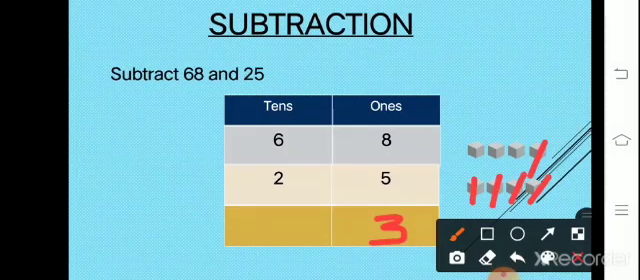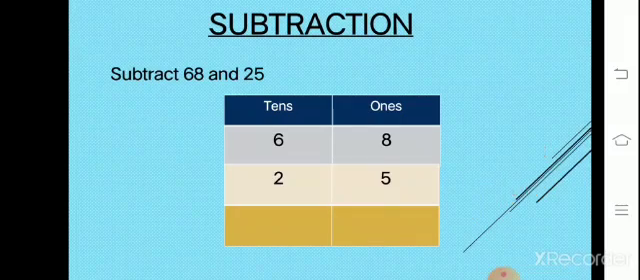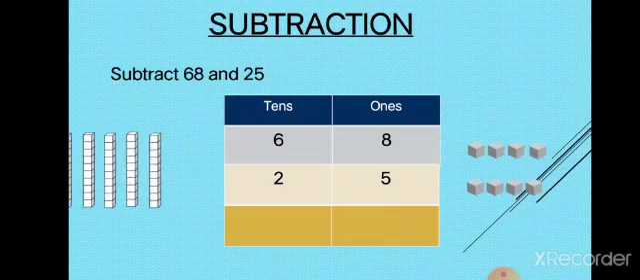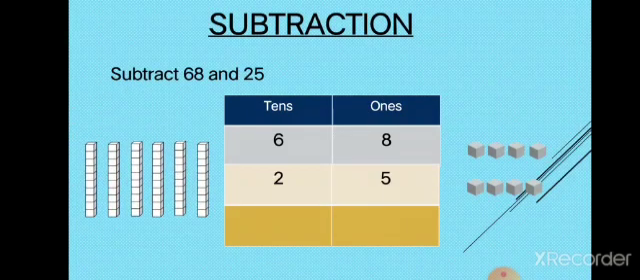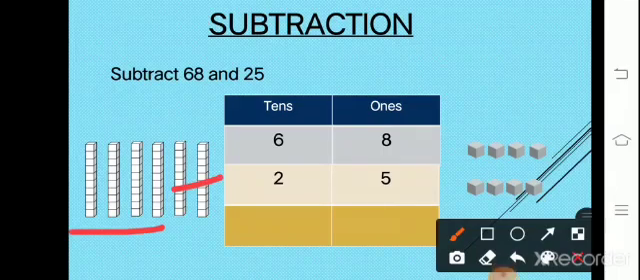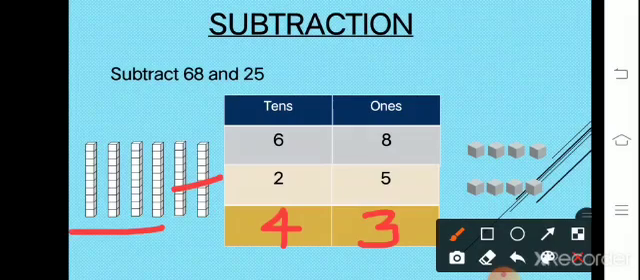Similarly, at the tens place, what do you have here? 6 bars of tens. Now you have to cut down 2 bars from here. So how many bars are there? Yes, 4 bars are left. So you just write 4, and this is 3. So when you subtract 25 from 68, you will get 43.